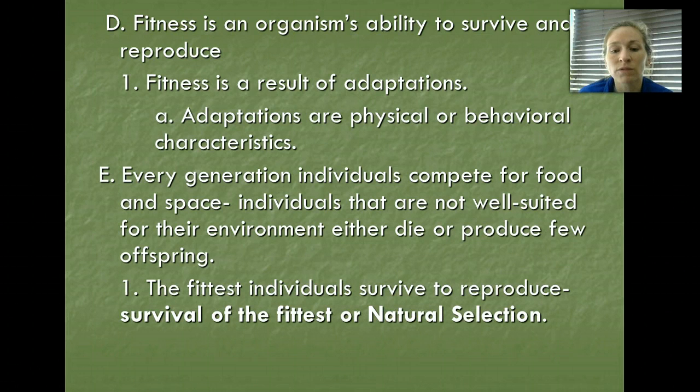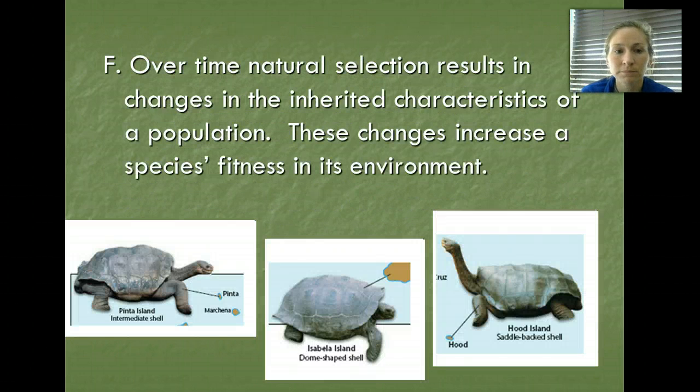And so we say that the fittest individuals survive to reproduce, and that is our theory, or Darwin's theory of survival of the fittest, also known as natural selection. So we talked about artificial selection, which is humans picking out traits that they find useful. Natural selection is just what occurs in nature naturally. And if we look at natural selection over time, this is going to result in changes in the inherited characteristics of a population. These changes can increase a species' fitness in its environment.